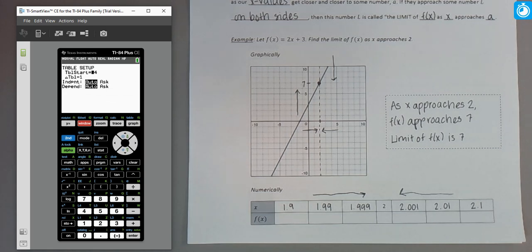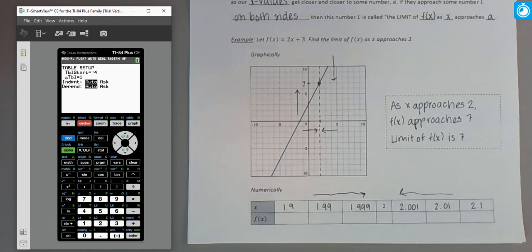So table start says this is the lowest x value that we see. And then that little triangle symbol, that's actually a delta symbol. That is change in table. That tells us how the x values are increasing from where they start and then continuing on. What we're going to change is independent. Independent represents the x value on our table. Dependent represents the associated y value. So independent being set to auto means the table is going to automatically generate all the x values and the corresponding y values automatically, just based on these start and change settings.